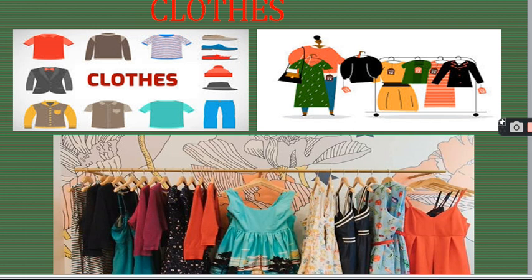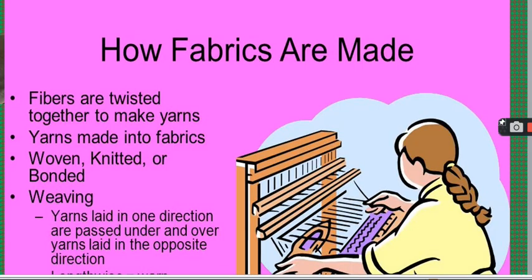The Japanese have their own dress. Chinese have their own traditional dress. Burmese, Nigerian, and the people of other countries have different dresses. So now the question is: how are fabrics or dresses made? How fabrics are made.